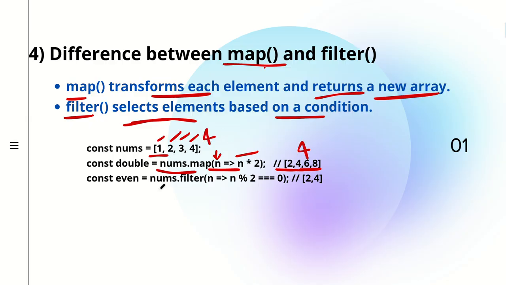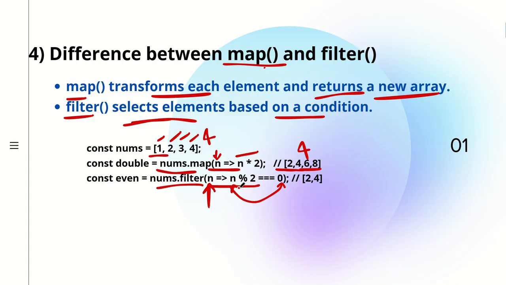This is map. Then we have filter. So nums.filter, again it is having a callback function. A fat arrow function is what we are using for callback here. What are we doing here? In n we are passing our original array's elements one by one. 1 2 3 4 will be passed in n one by one, and we are checking if they are divisible by 2. So n % 2, if it is divisible by 2, then we will be storing it in our new array, else we will not be storing.